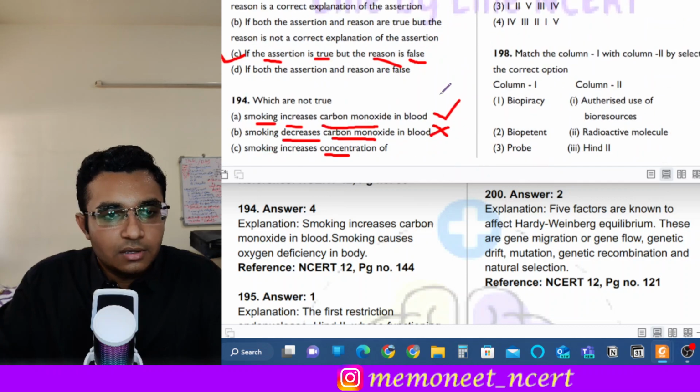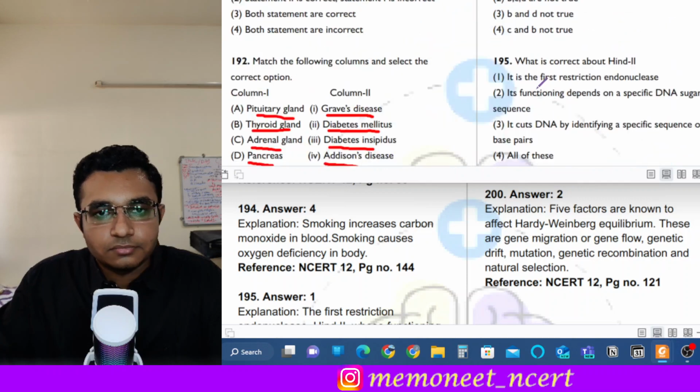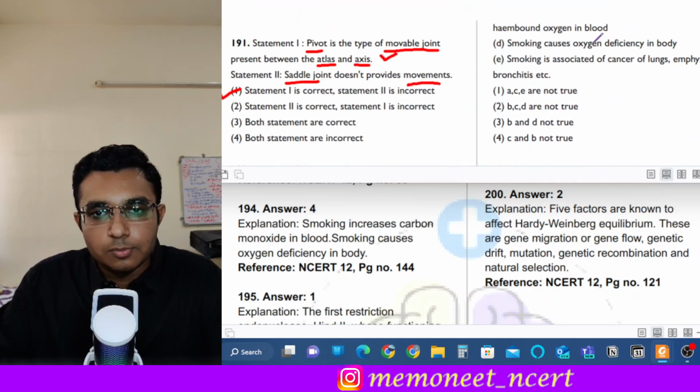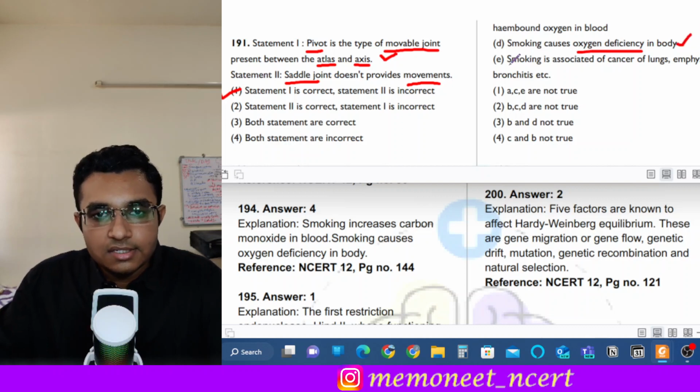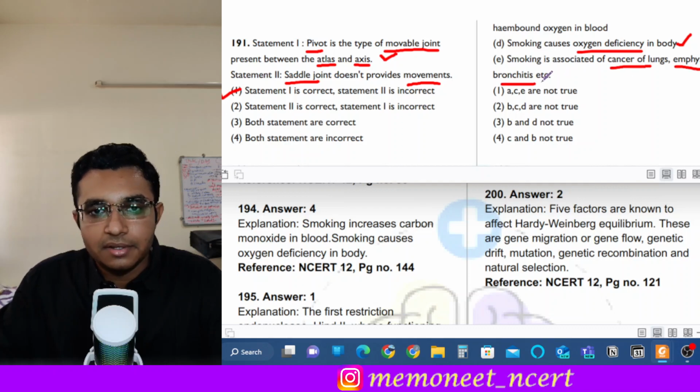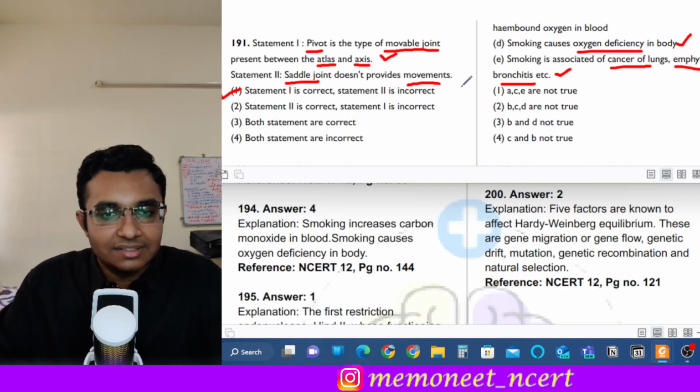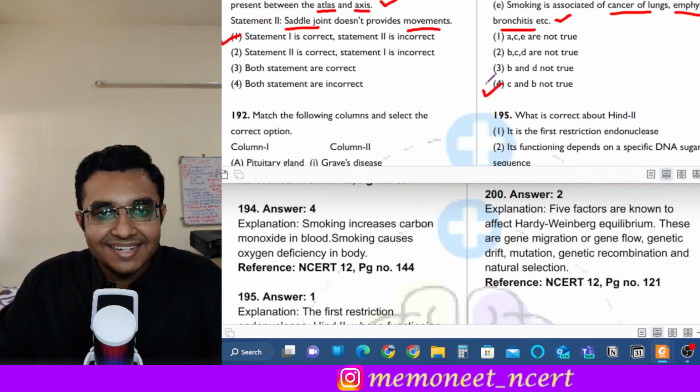Next is option D, smoking causes oxygen deficiency in the body. So this is a correct statement. Next is smoking is associated with cancer of lungs, emphysema, bronchitis, etc. So these are the disorders which are caused by smoking. So this is also a correct statement. So here the answer will be option 4, that is B and C are not true.